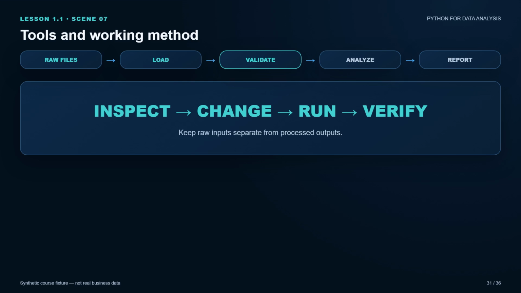Every practical lesson follows the same loop: inspect the input, make one focused change, run the code, and verify the result. We will inspect row counts, data types, terminal output, written files, and selected expected values. When something fails, we will read the error and fix the cause rather than hide it.